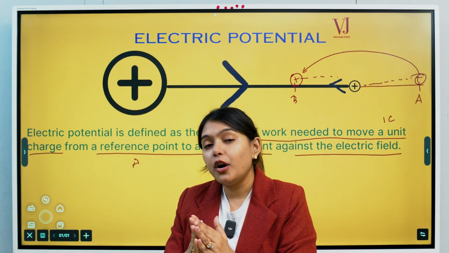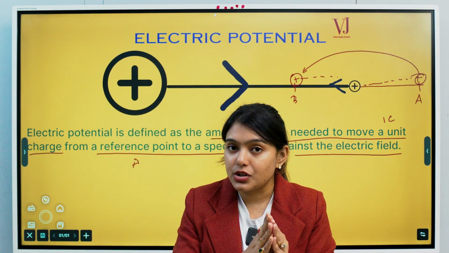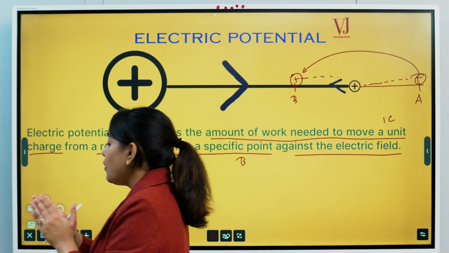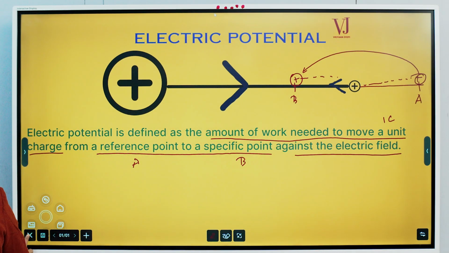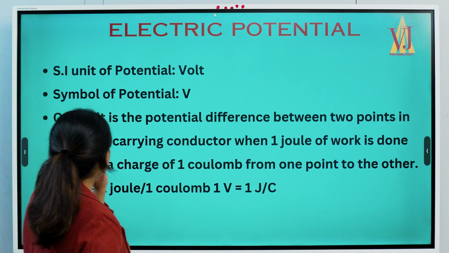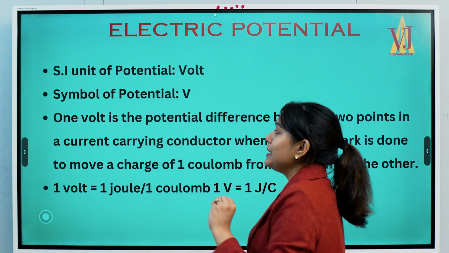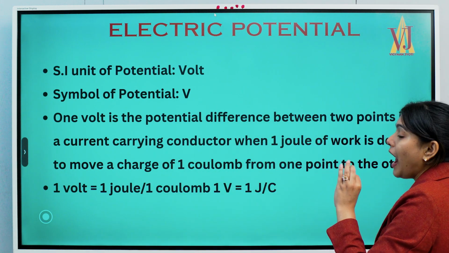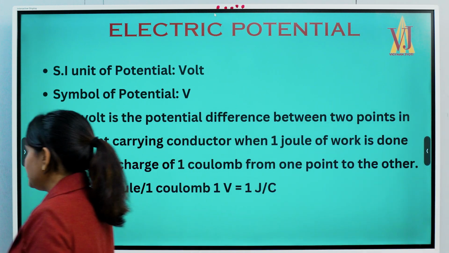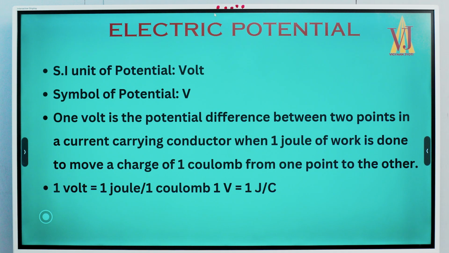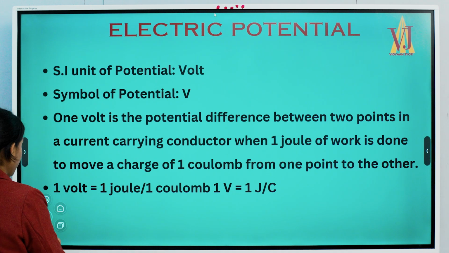Before understanding what electric potential difference is, let us know the symbols that are used. First of all, the SI unit of potential is volt, and the symbol of potential is V. Now how can we define 1 volt potential?